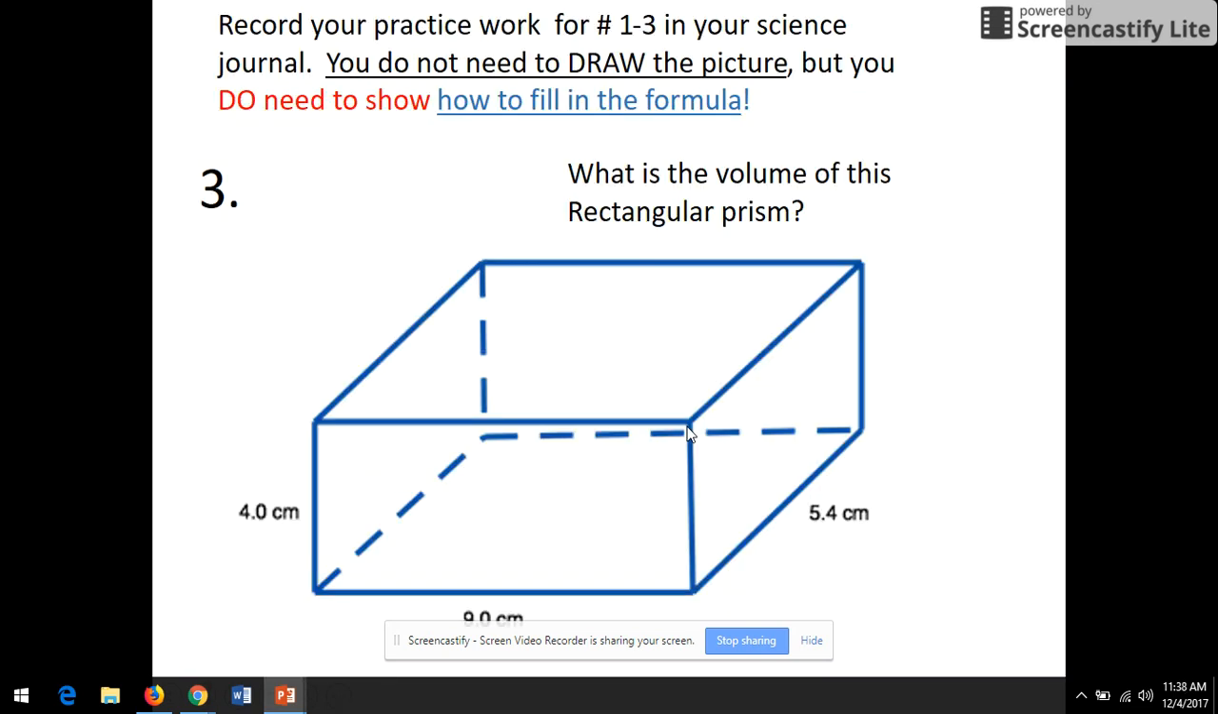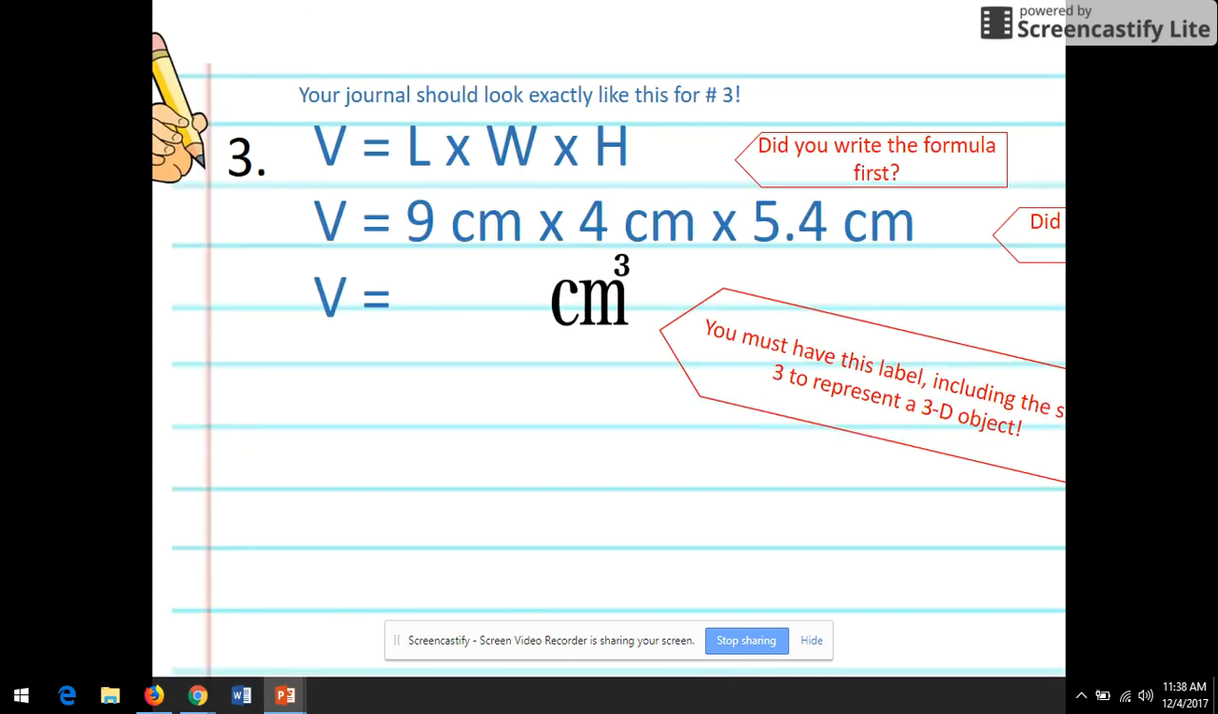Question number 3, record your practice work in your journal. You don't need to draw the picture, but you do need to show how to fill in the formula. What is the volume of this rectangular prism? So go ahead and set it up in your journal. Write the formula first, plug in the information from the picture, and then write your final answer with a correct label, centimeters cubed.